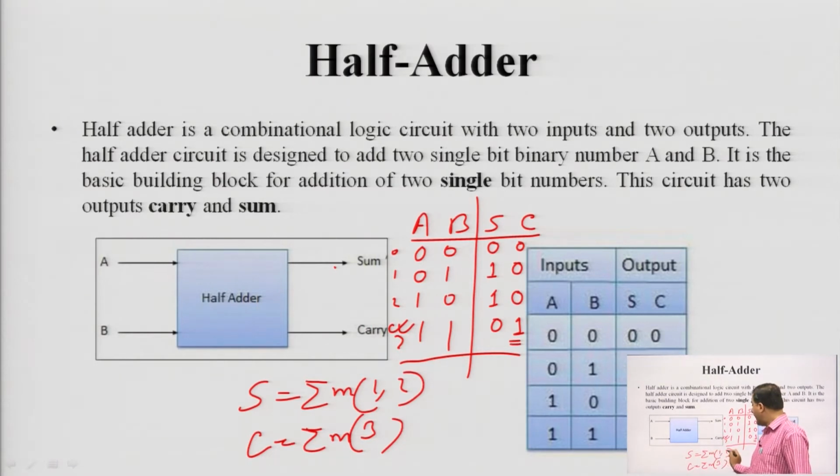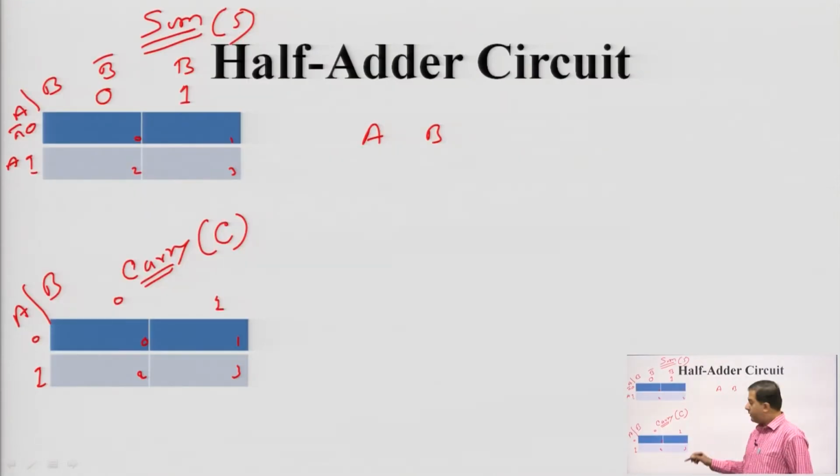Okay. So, 1 and 2, and this is for carry, which is only for minterm 3. So, here we will write 1 and 2, and for carry only 1. Okay, so let us solve the K map.